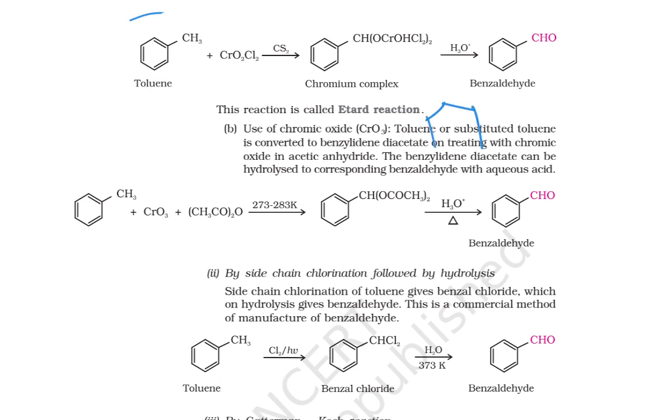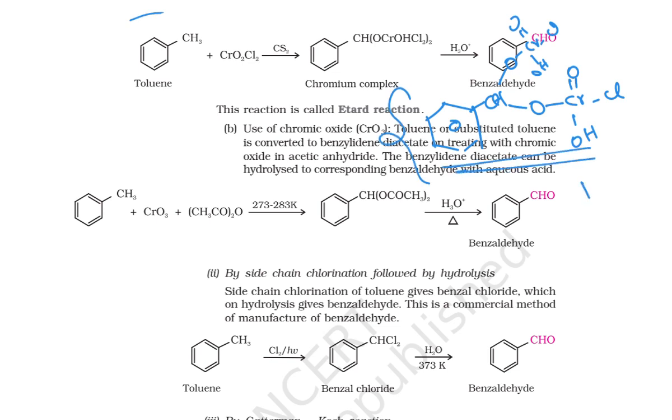So this is your benzene. This is connected with CH, then O or C, then double bond O, then OH, then Cl. This side also has O, Cr, double bond O, OH and Cl. This is your chromium complex.